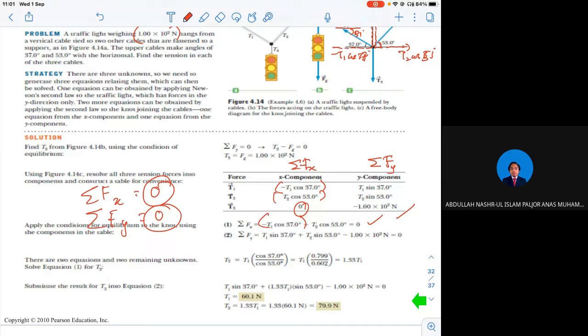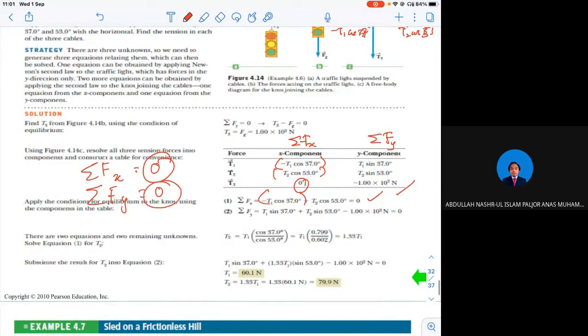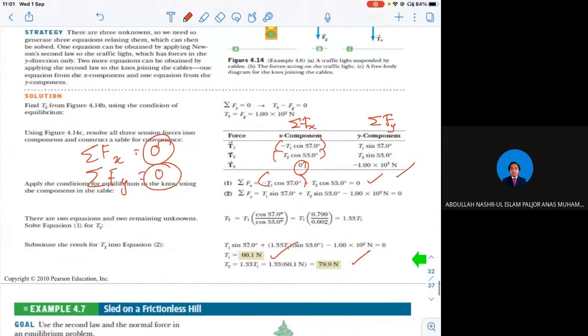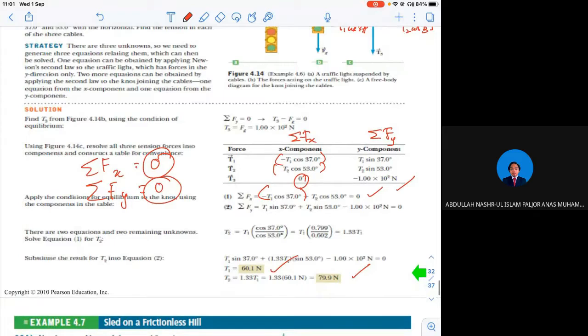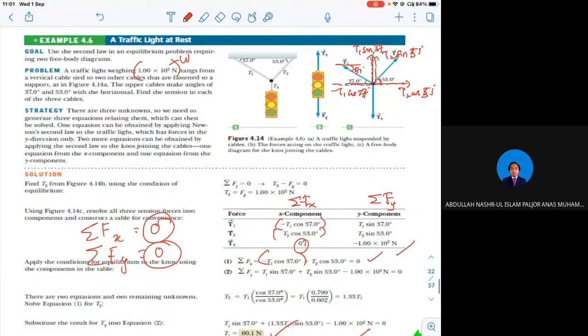For example, now we have T2. When you calculate it, you obtain T1 first, and then afterwards you calculate T2, and then you get to T3, for example. And obviously T3 is 100 Newton. So this is a very good question or example you can easily refer to.